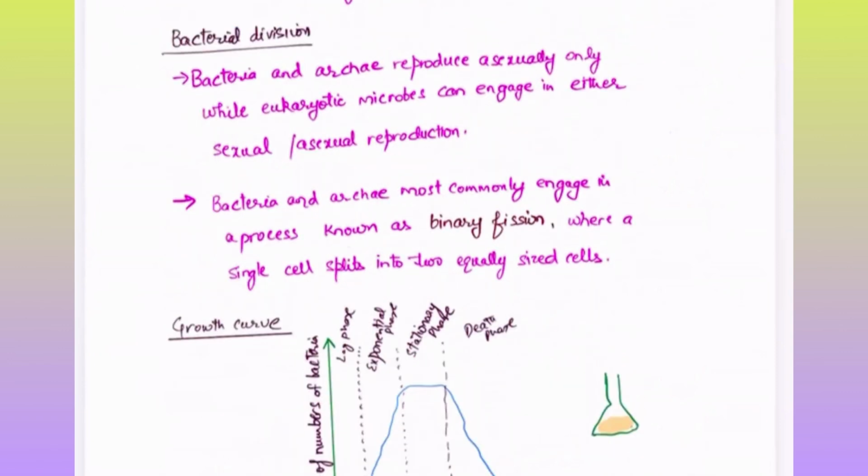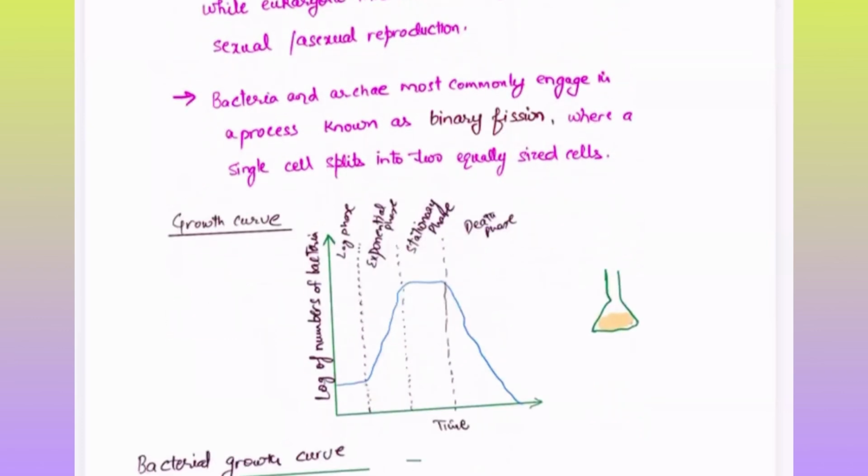Now let's learn about bacterial division. Bacteria and archaea reproduce asexually, while eukaryotic microbes can engage in either sexual or asexual reproduction. Bacteria and archaea most commonly engage in a process known as binary fission, that is, the mother cell divides into two, where a single cell splits into two equally sized daughter cells.